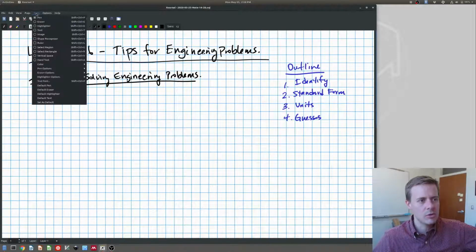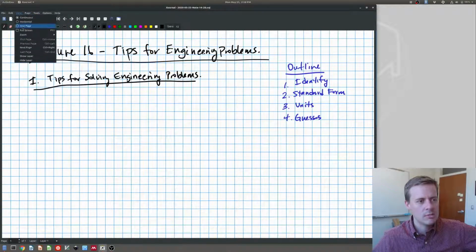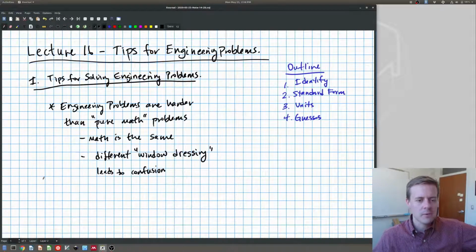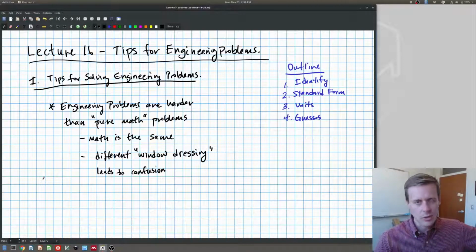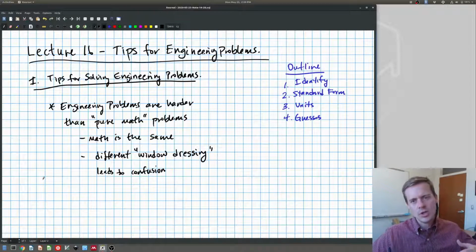So let's start with a little background. Why do you need some tips for these? So engineering problems are usually harder for most students than what I call pure math problems. So we'll see some examples today of some engineering problems, but maybe a pure math problem might be, x squared plus 4x minus 2 equals 0. It's just some quadratic equation.